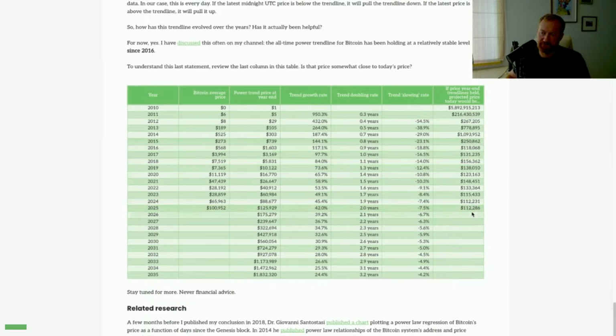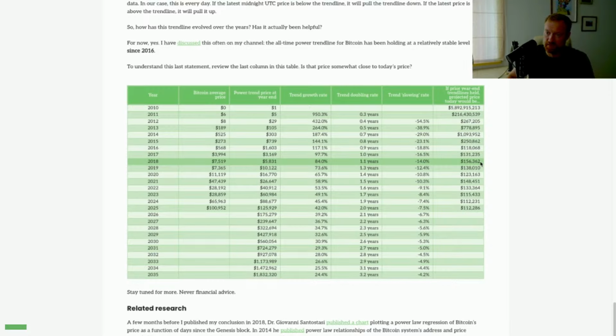So there you have it. On this table, you'll be able to see from 2016 until 2025, the power curve has been damn near right on it, with a worst deviation of, this would be 156 divided by 109, 43%.